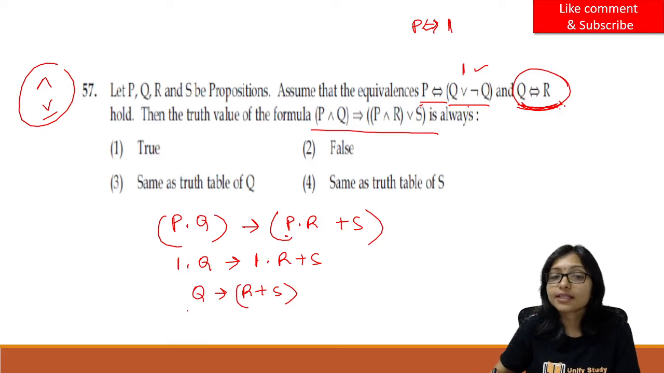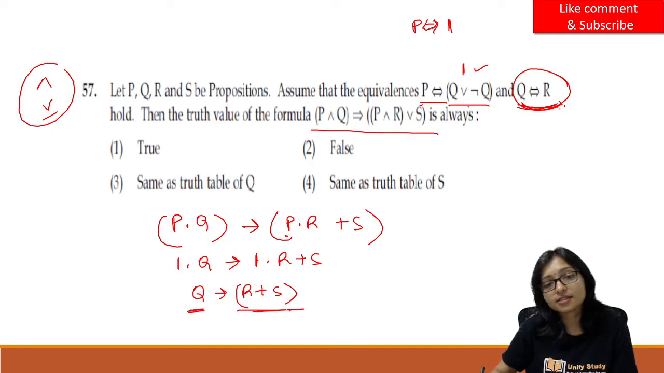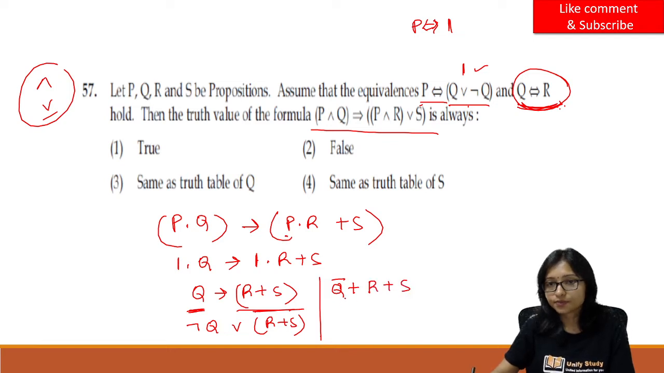Now can I apply this one as P and this one as Q? I can do it. This one as P. So it is what? Not Q or R plus S. Means Q bar plus R plus S. Right? Now you can see R double implies Q means in the place of R I can put Q. That is Q bar plus Q plus S. So Q bar plus Q is what? That is 1. 1 plus S. Q bar plus Q is 1.